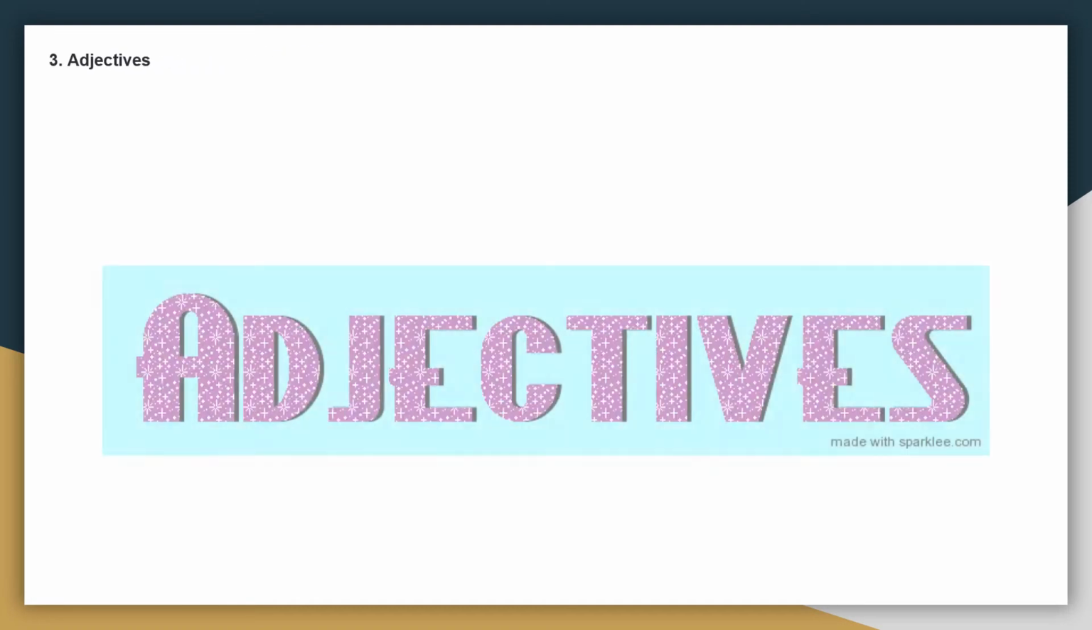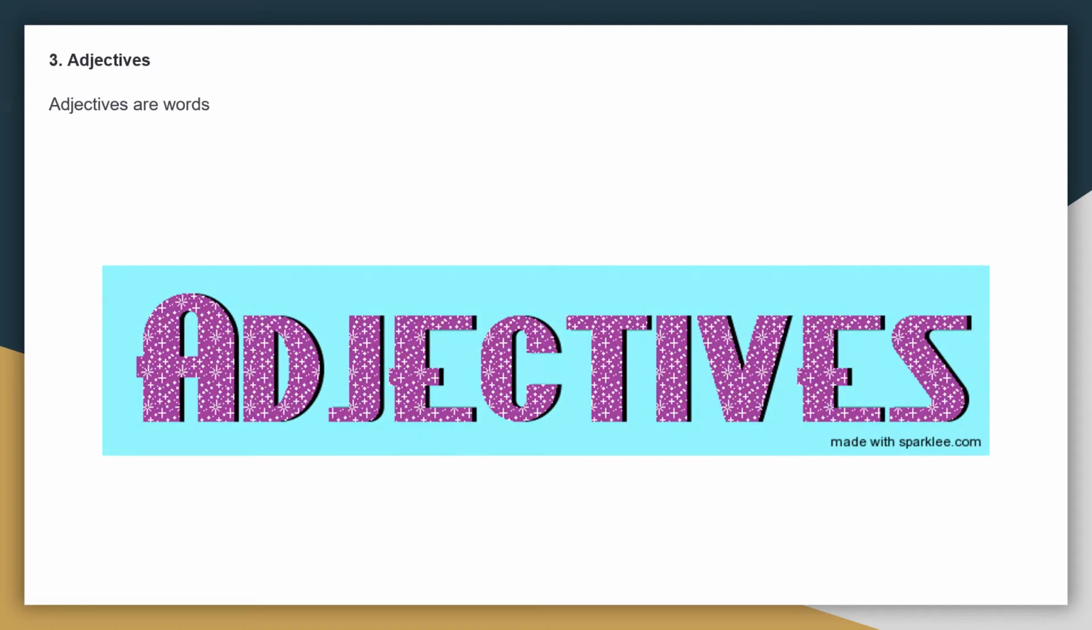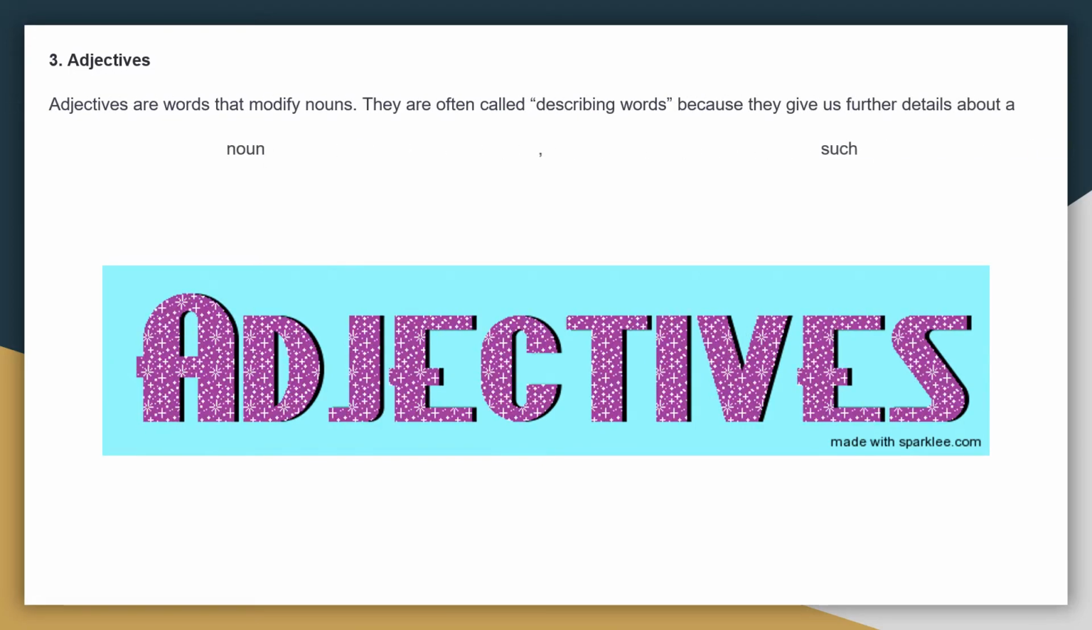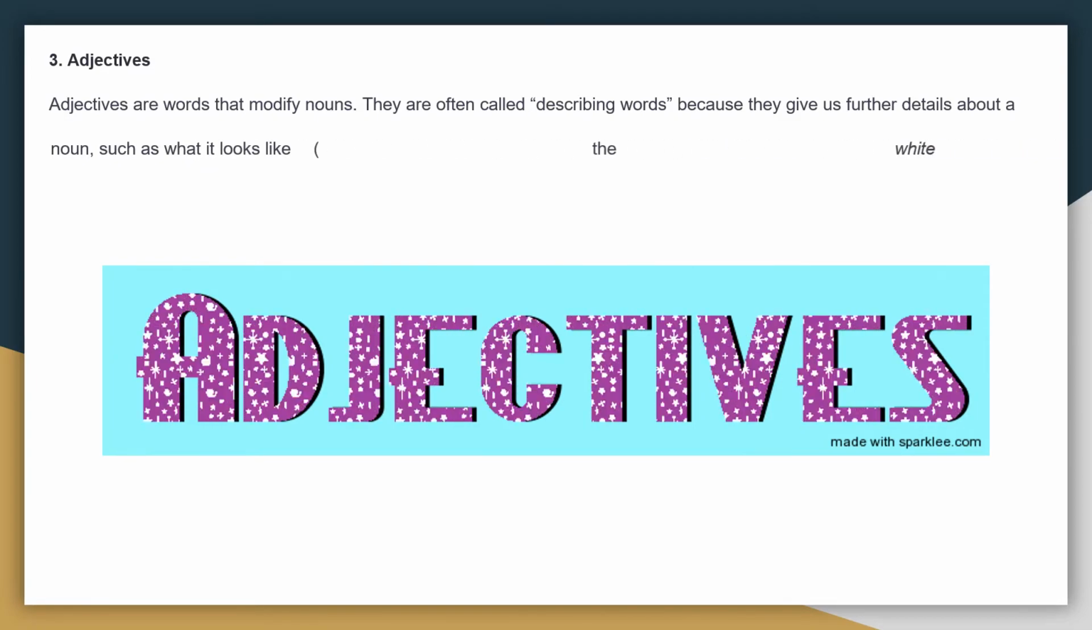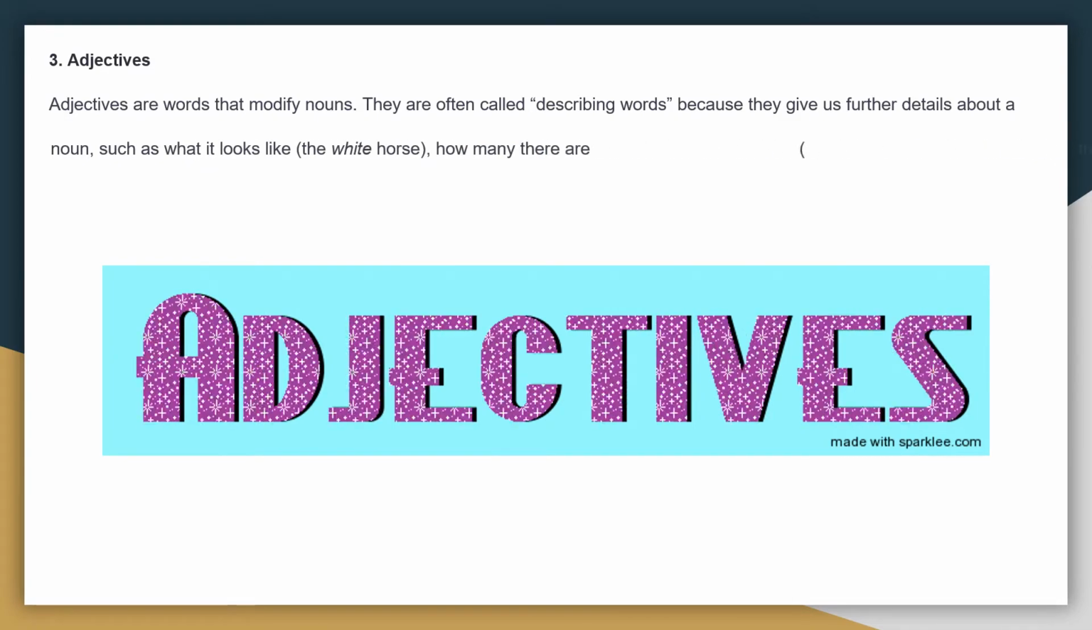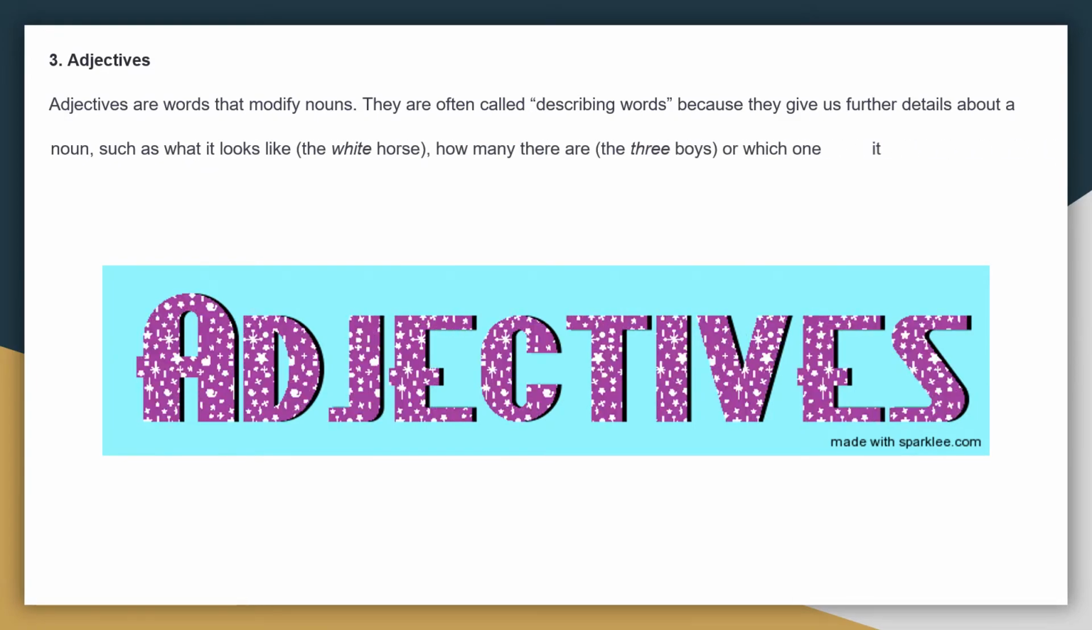Adjectives. Adjectives are the words that modify nouns. They are often called describing words because they give us further details about nouns, such as what it looks like, how many there are, or which one of it is. Adjectives do not modify verbs or other adjectives.